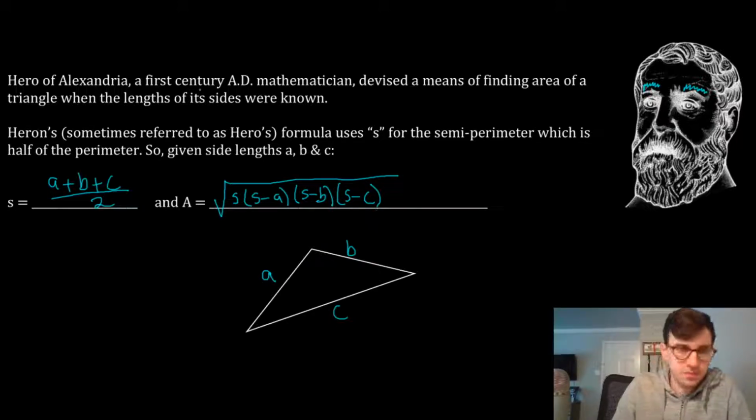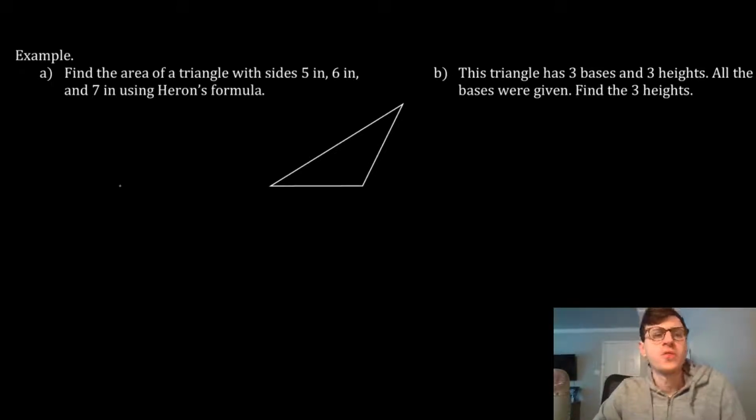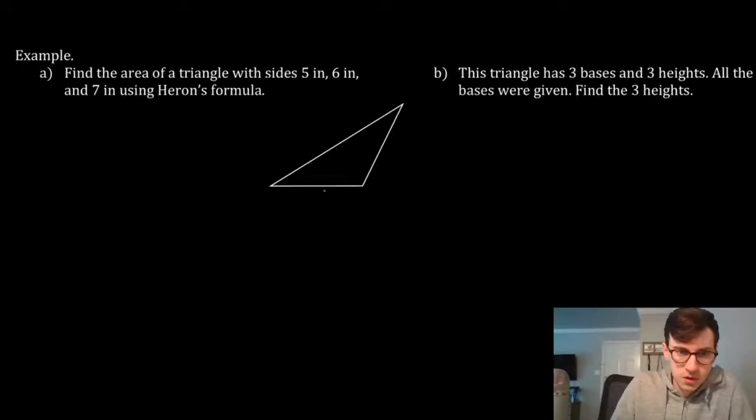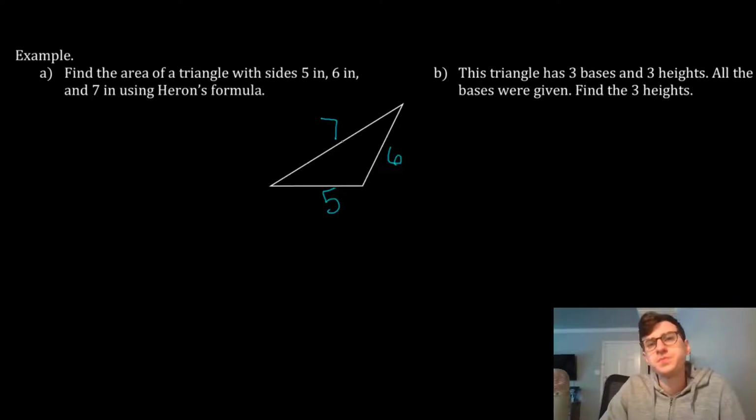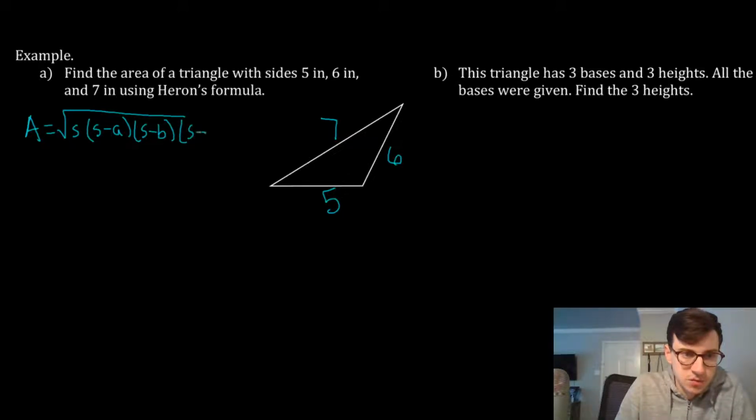Let's do some examples. So here's our example. It's in 2 parts. The first part, we're going to find the area of a triangle that has sides 5, 6, and 7 using Heron's formula. So here's 5, 6, and 7 for this triangle. Now, Heron's formula, we just talked about it. The area is the square root of the semi-perimeter times the semi-perimeter minus A times the semi-perimeter minus B times the semi-perimeter minus C.